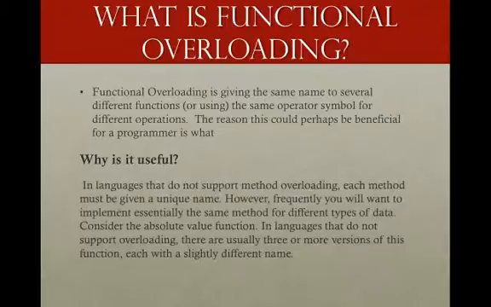consider the absolute value function. In languages that do not support overloading, there are usually 3 or more versions of this function, each with a slightly different name. In languages that do not support method overloading, each method must be given a unique name. However, frequently you will want to implement essentially the same method for different types of data.